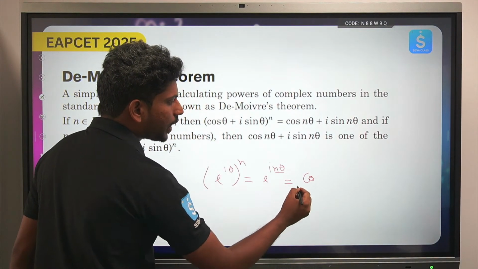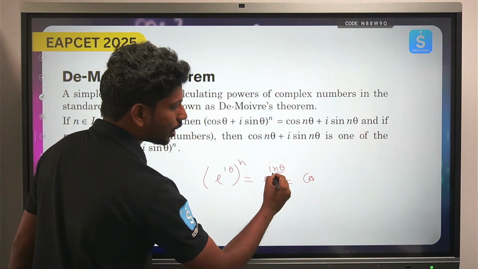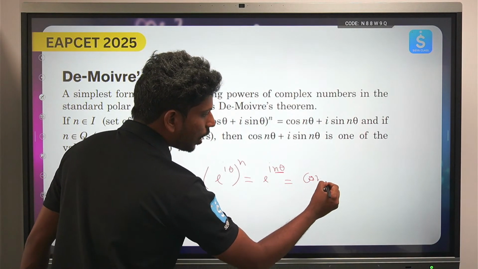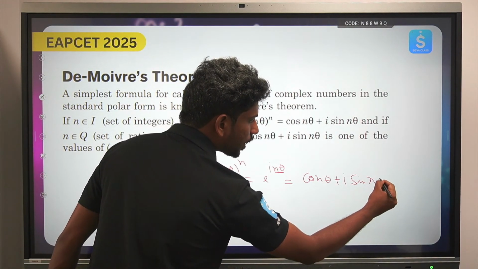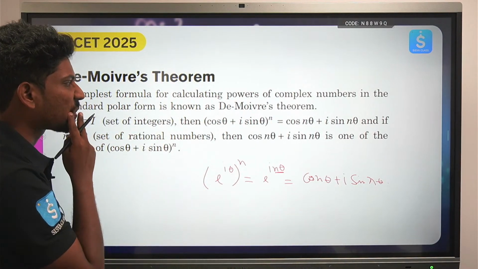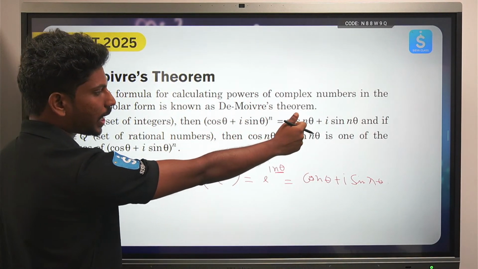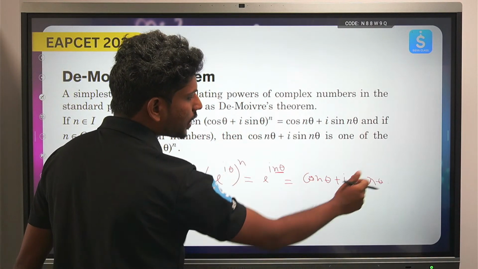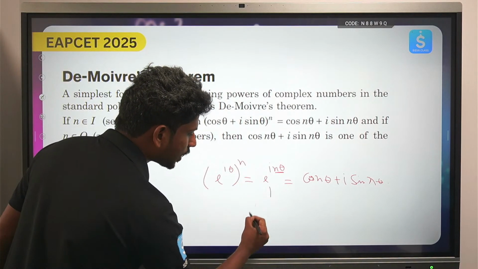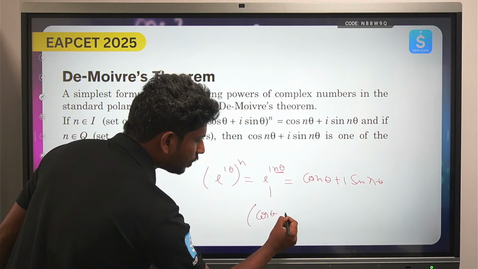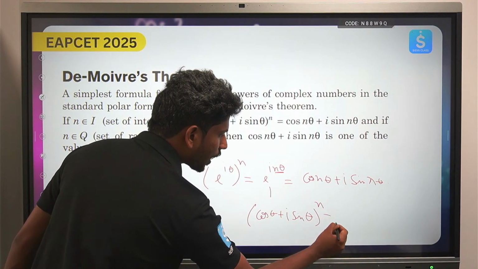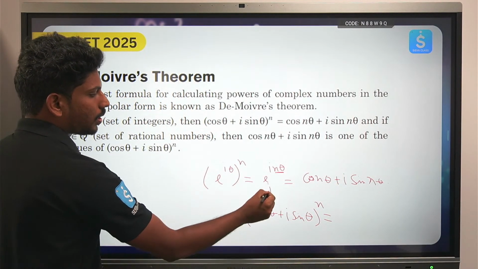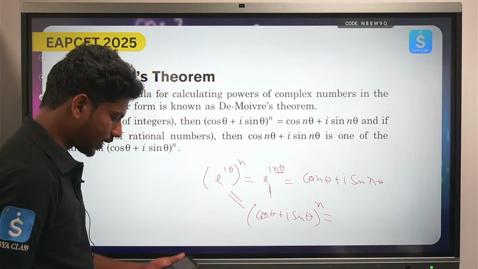Now, what is e power i theta? It is cos theta plus i sin theta. And e power i n theta is cos n theta plus i sin n theta. Okay, this is clear. So that is what he says: cos theta plus i sin theta whole to the power n is nothing but cos n theta plus i sin n theta.